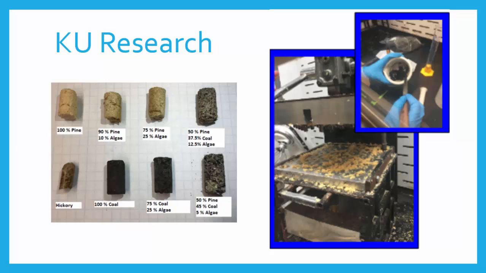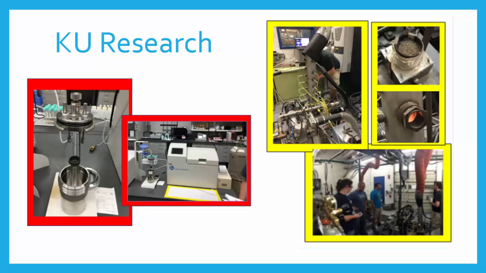First, algae and coal pellets had to be designed so they could be burned. Next, the pellets were burned and analyzed with a variety of data, including energy outputs, particulate matter, and CO2 concentrations. The image on the right shows the industrial burner that was used. We also did some calorimetry work, which you can see on the left, as well as CHN analysis.